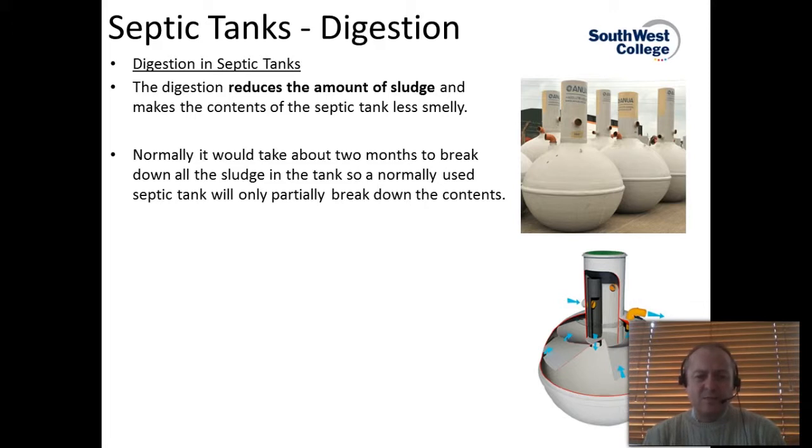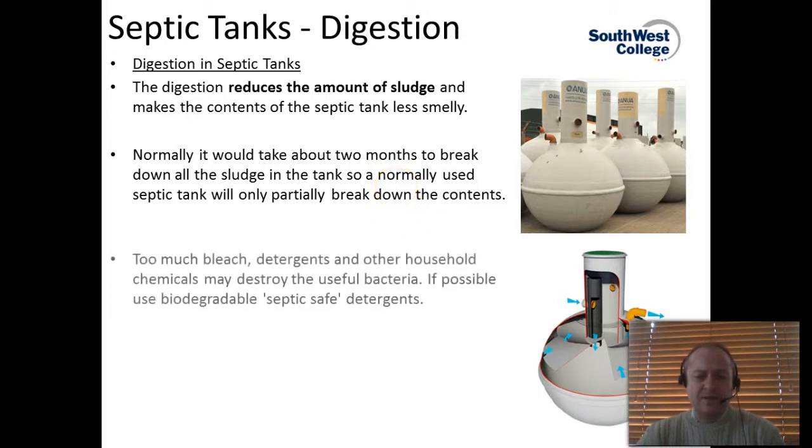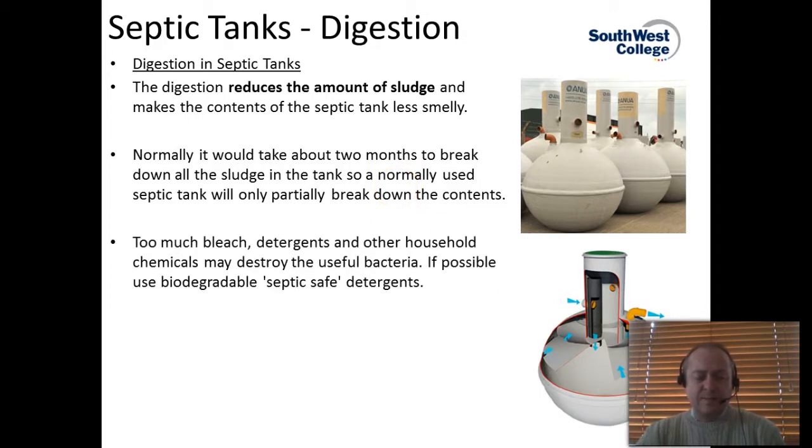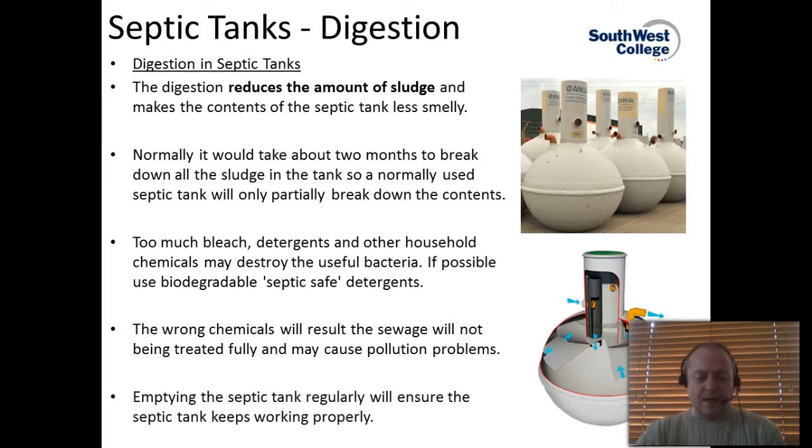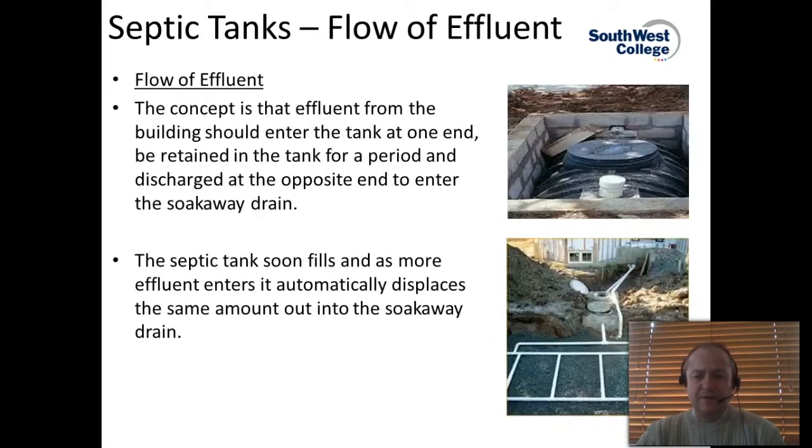Normally septic tanks only partially break down the contents of the sewage. And because of the bacteria within the septic tank, too much bleach, detergents or other household chemicals can destroy the useful bacteria. So in houses where they use a septic tank, if possible, it's always recommended to use what are known as septic safe detergents, so that they don't kill off the bacteria within the septic tank, as the wrong chemicals result in the sewage not being fully treated, and may cause pollution problems and also smell problems. Emptying the septic tank regularly also ensures that it is kept working properly. In general, the septic tank on a domestic application needs to be emptied once per year.